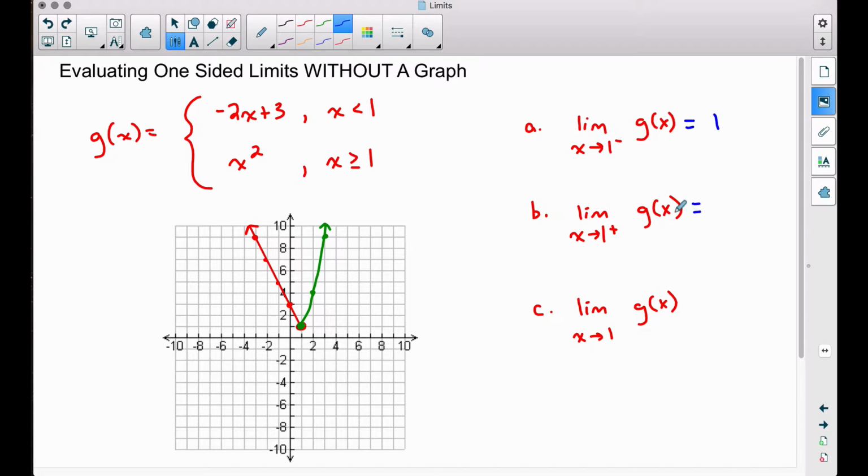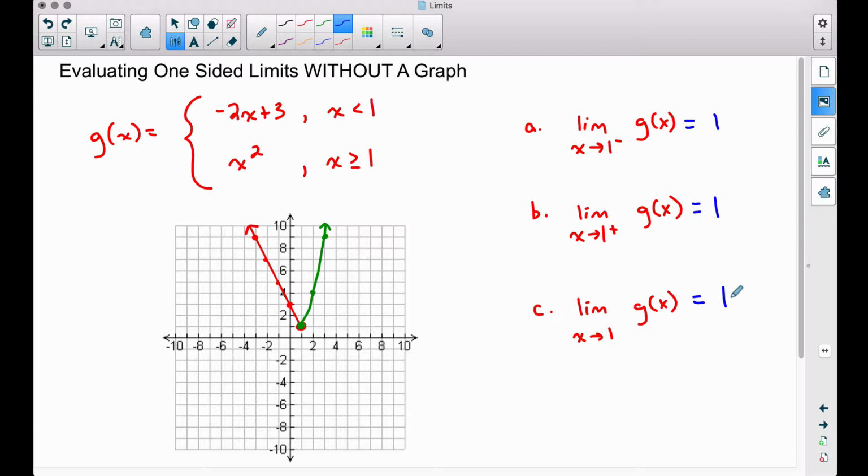Our right-handed limit, the limit as x approaches 1 from the right, that's going to be this parabola because the parabola is on the right side of 1. Well, regardless, as we approach an x value of 1, our y value is also approaching 1 as well. And from previous videos with one-sided limits, if the left-handed limit is equal to the right-handed limit, then the limit exists. So therefore, the limit as x approaches 1 of g of x is equal to 1.